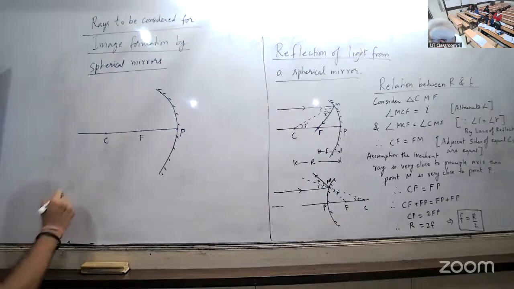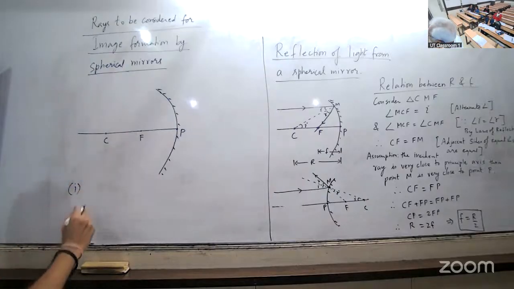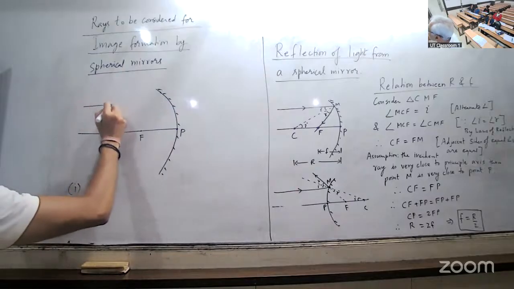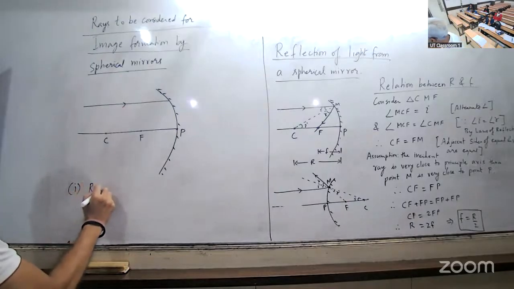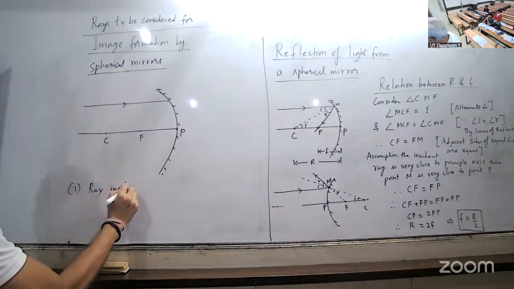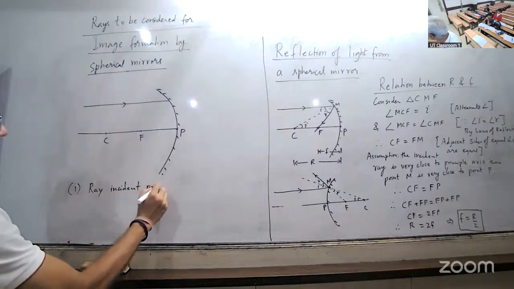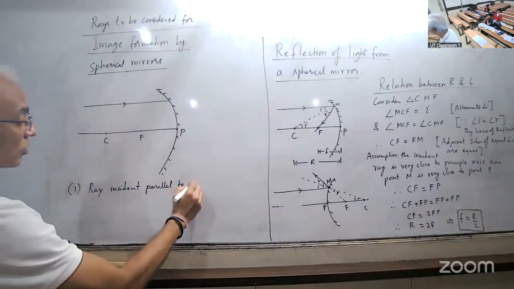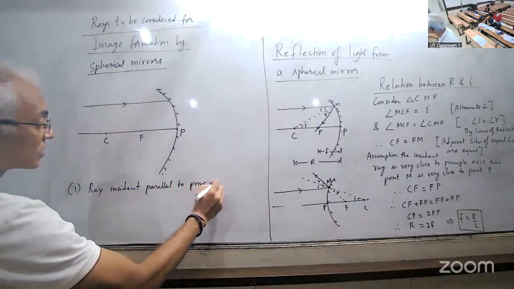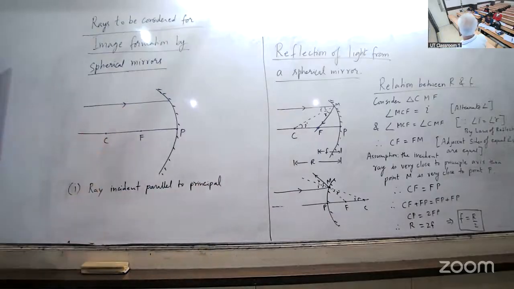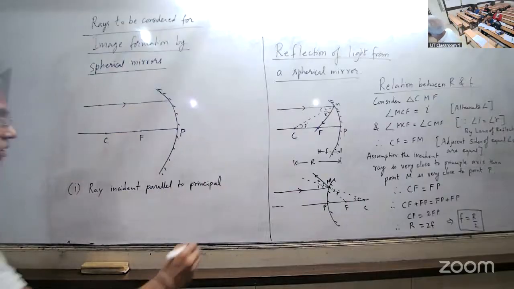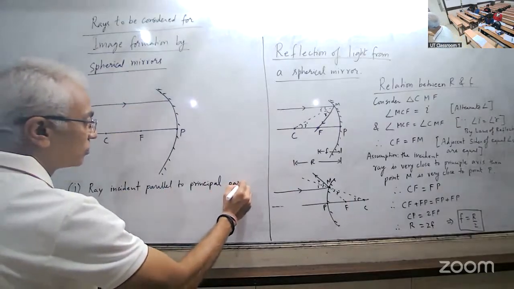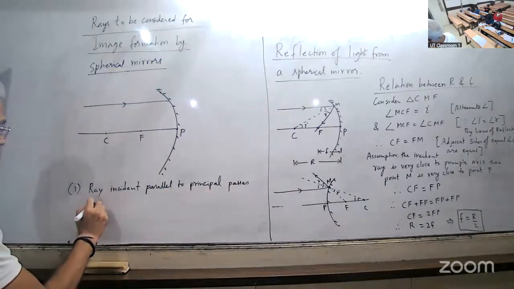So what is the first ray? First ray is the ray incident parallel to the principal axis, right? What happens to that ray after reflection? It passes through focus after reflection. Okay, so this you know. Passes through focus.